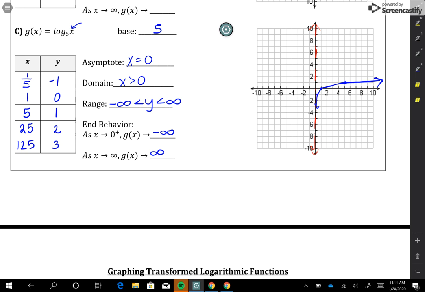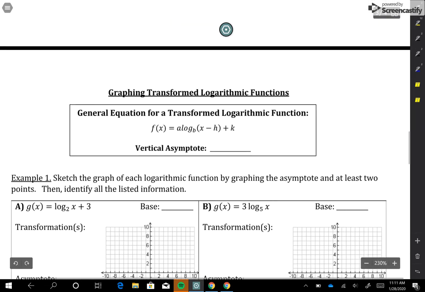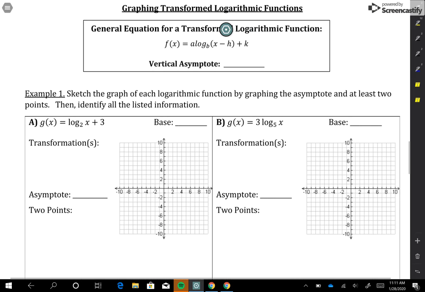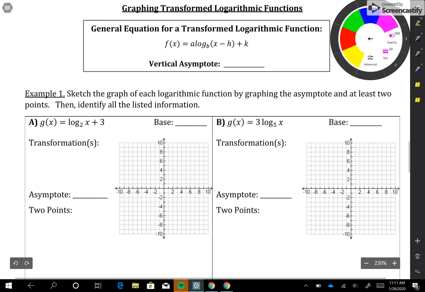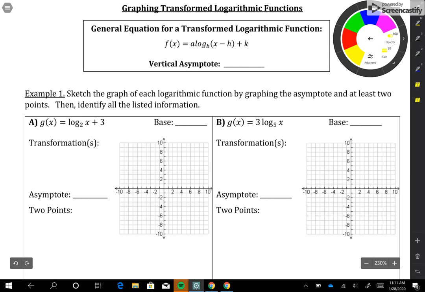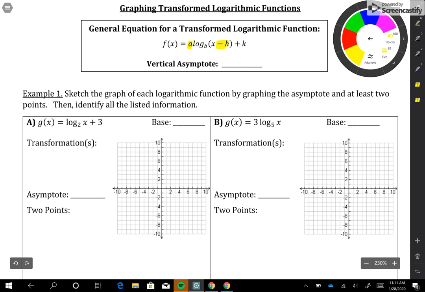Okay, so that's the last parent graph we're going to do. Now we're going to get into transforming. Our transformations use the same letters that we always do, which are A, B, H, and K. So I want to highlight those. Remember A right here, that's your vertical stretch or shrink. If that's negative, we're going to reflect over the x-axis. This minus H means right or left. And remember, we always think the opposite. And then this plus K is up or down.